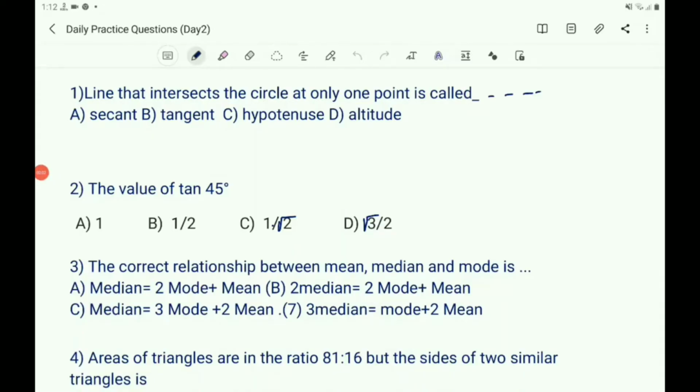Children, it is a daily practice questions for day 2. Now let us solve these questions.